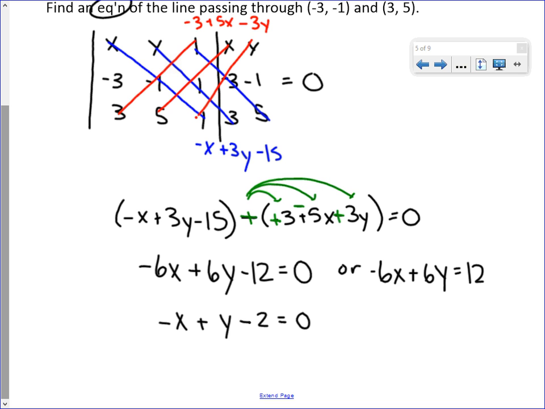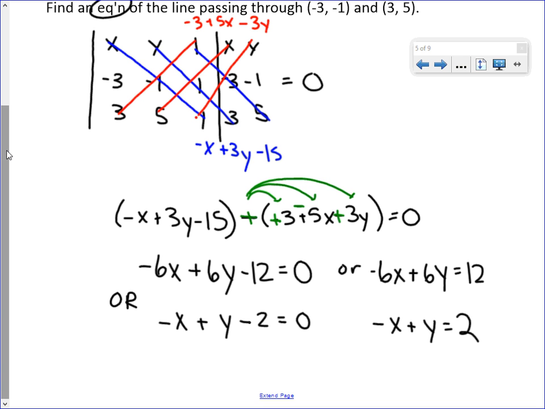Negative x plus y minus 2 equals 0. Or if you did it in standard form, you could also divide all of those by 6 and get negative x plus y equals 2. So all of those are equations of lines. They're all acceptable. Just be aware when you're checking your odds in the back of the book. If you moved it into standard form and they left it equal to 0, just move it back over so that you can check your work. Or check to see if they share a common factor.